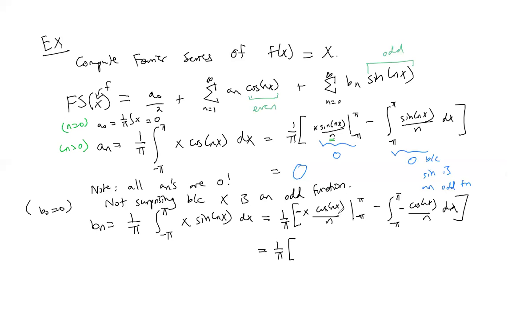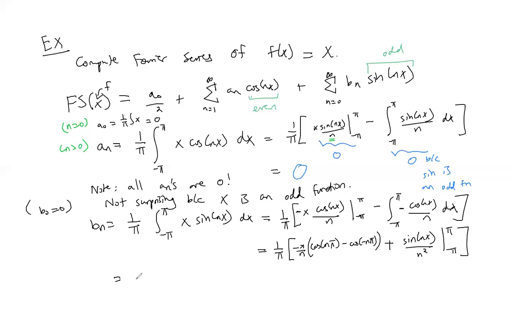Okay, cosine of n pi. So this is actually going to depend on what n is. So let's keep this, I'll write it cosine n pi minus cosine negative n pi. And we'll simplify this in a second. Okay, and what do we get here? We get sine nx over n squared, from negative pi to pi.